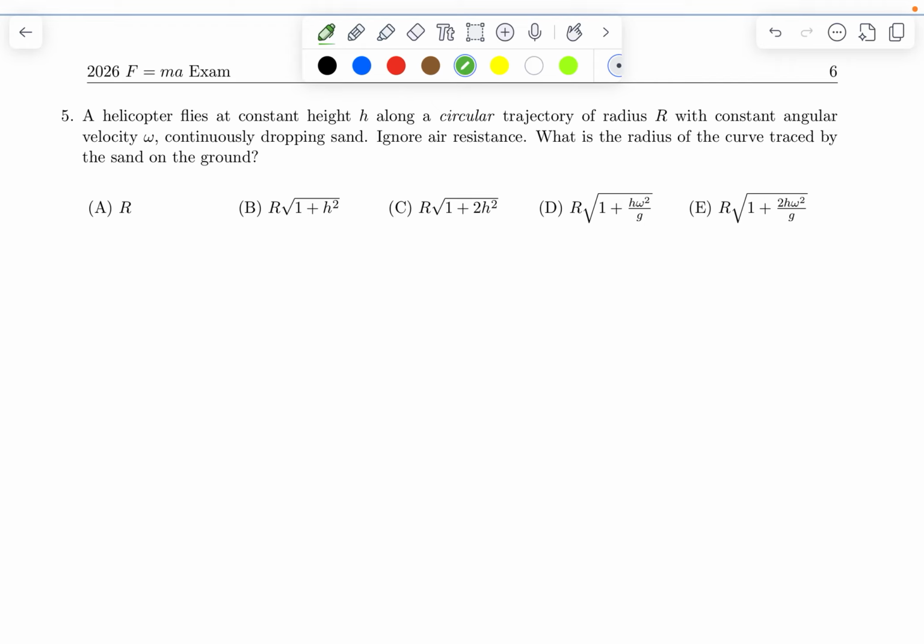Hello everyone, today we're going to be looking at the 2026 F equals MA exam problem 5. This problem is relatively easy and it's about projectile motion. So let's start by reading the problem.